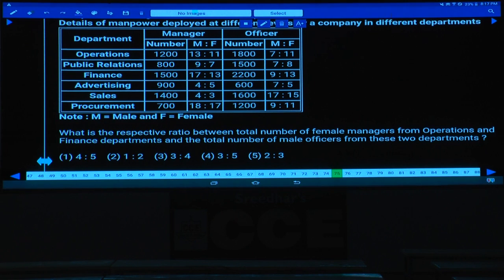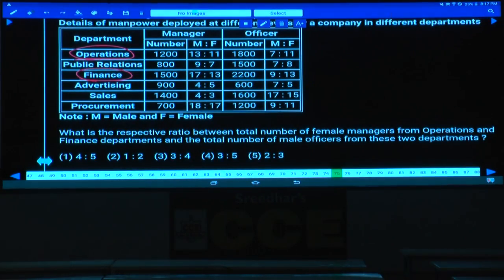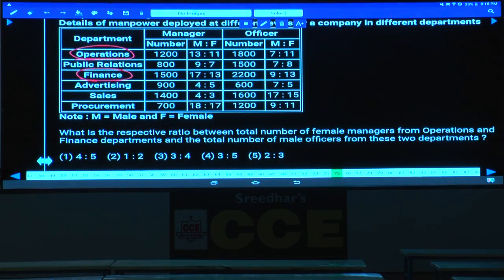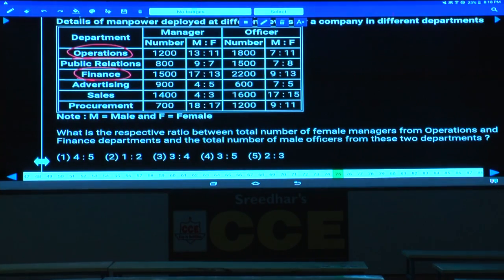Right. There is a bit more data, let's do it. What is the respective ratio between total number of female managers from operations and finance department and total number of male officers from these two departments? Okay. Which two departments? Operations and finance. You're asked to calculate ratio between total number of female managers and male officers. Okay, we have to calculate it.